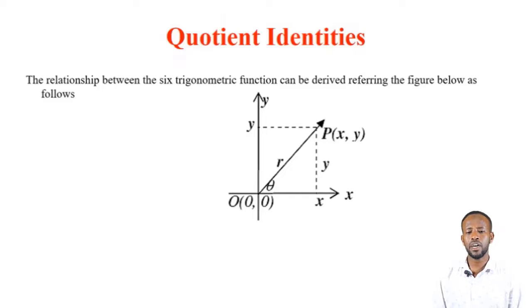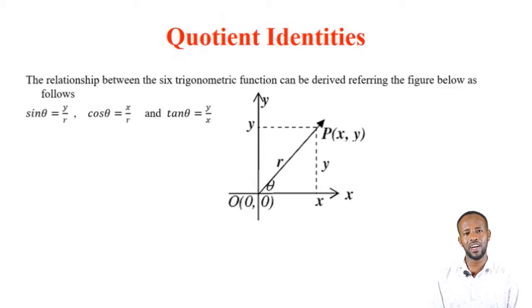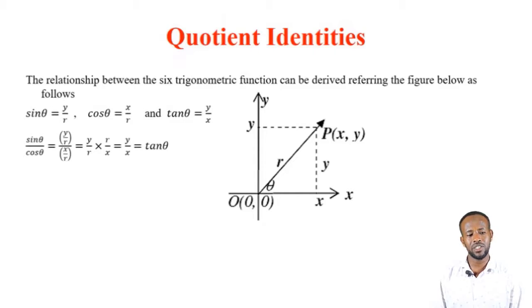Okay. Now, what is sine? Do you remember? Sine theta was y over r. Cos theta, x over r. Tan theta was what? Opposite over adjacent, y over x. What if you divide sine theta over cos theta? It will become y over r divided by x over r. Since division is changed into multiplication by making the reciprocal of the denominator, we now have y over r times r over x. R will cancel out, and we get y over x.